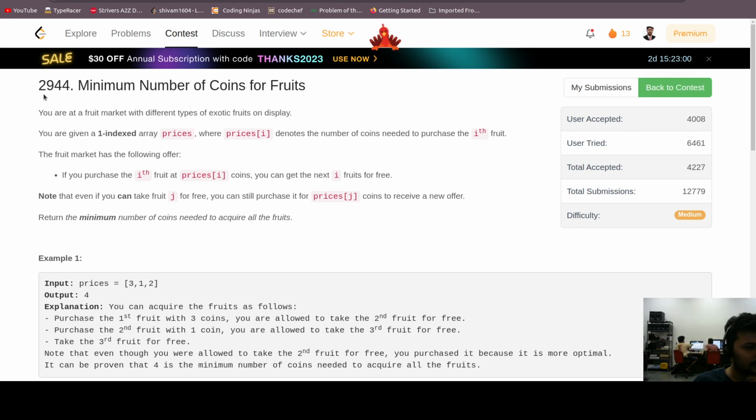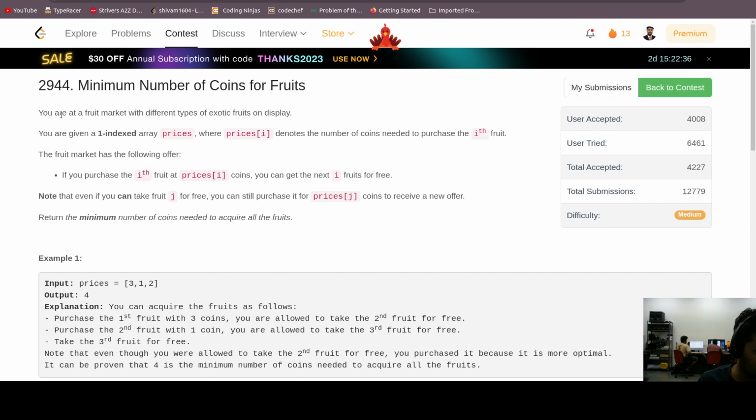This problem is LeetCode 2944, minimum number of coins for fruits. It is a typical DP problem, and it belongs to today's LeetCode weekly coding contest 118.